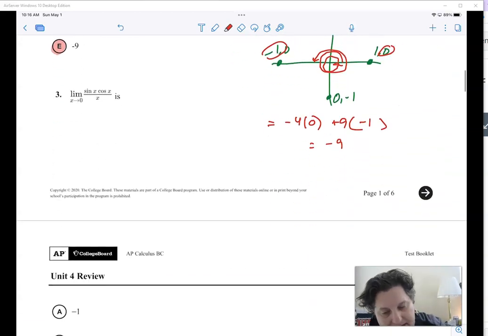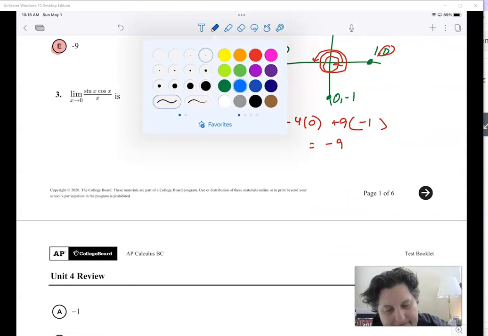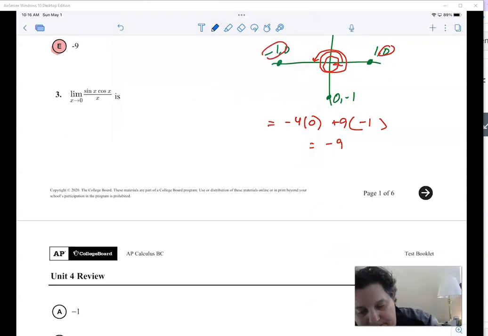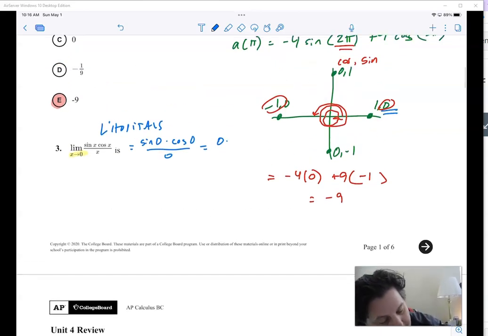Okay, perfect, you guys. This is a very good example of L'Hopital's. Because remember, when we have numerical limits, the first thing we always do is plug in. The sine of 0 times the cosine of 0 over 0. The sine of 0 is 0. I can use the same chart again. Sine 0 is 0. Cosine of 0 is 1, and I get 0 over 0.